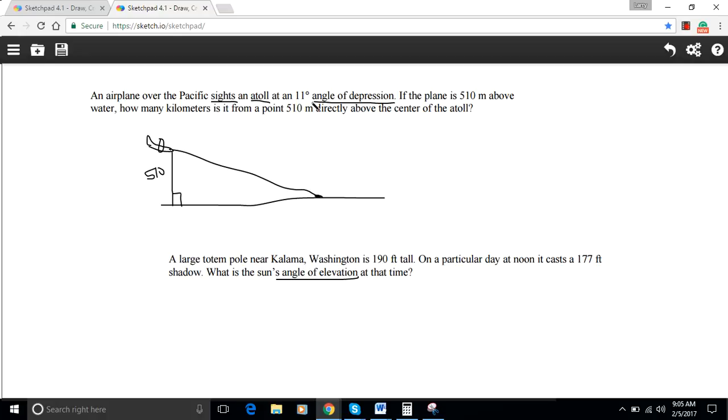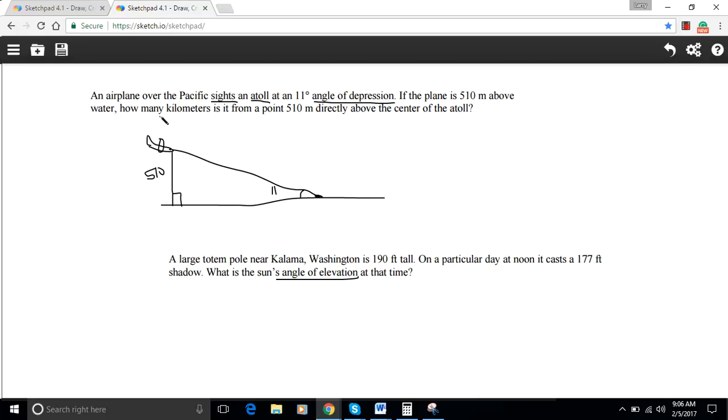Where does that 11-degree angle go? Just looking at the picture, you can probably guess that it's going to go in here, and that's correct. This angle right here, the distance between the sea and the line of sight, so think about it going down from the line of sight to the surface of the sea, that's our depression, our angle of depression.